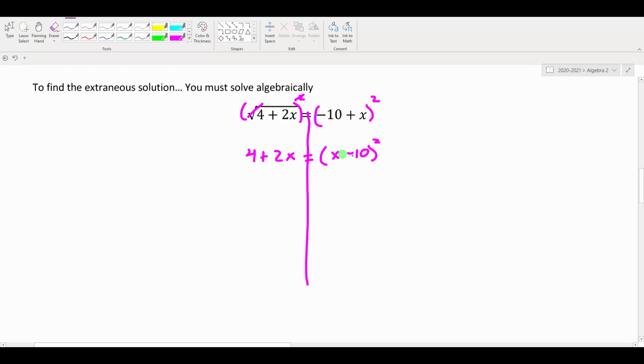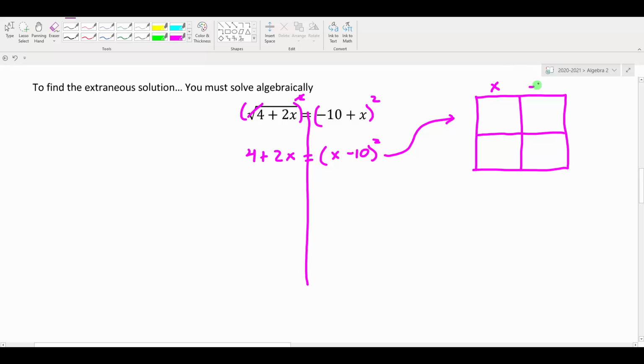Now I actually have to square x minus 10, and to do that I'm going to use a box. I have to multiply x minus 10 times x minus 10. This is what it means to square it. If I do x times x, I get x squared. x times negative 10 is negative 10x. This would also be negative 10x, and then negative 10 times negative 10 is a positive 100.